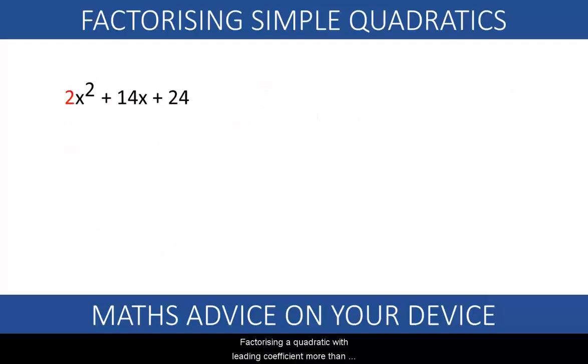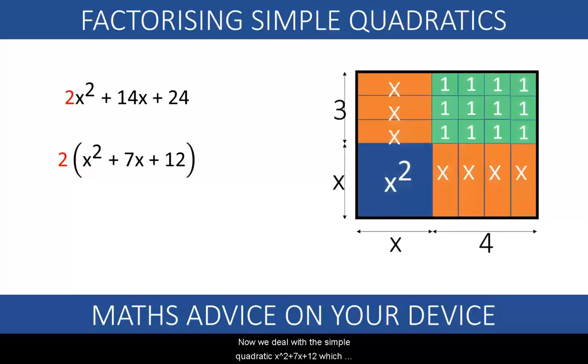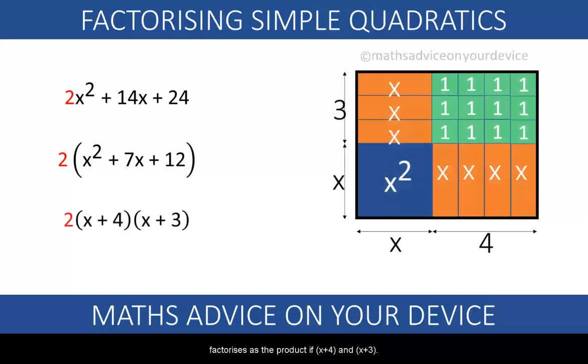Factorizing a quadratic with leading coefficient more than 1, for example, 2x squared plus 14x plus 24, is not that different. I can see that 2 goes exactly into the other coefficients, 14 and 24. So what we can do is factorize 2 outside the bracket, and now we deal with the simple quadratic, x squared plus 7x plus 12, which factorizes as the product of x plus 4 times x plus 3.